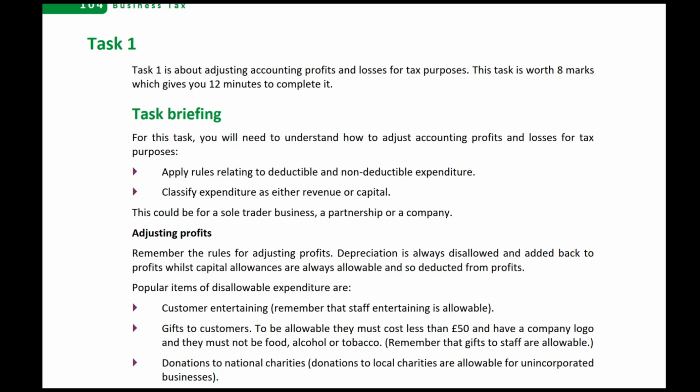It's that section of the syllabus where we are given the profit or loss account prepared by a trader and told this includes X, Y and Z. Can you adjust that profit into something acceptable to HMRC? So can we take an accounting profit and turn it into a tax profit? In the assessment, this task is worth 8 marks, which gives us about 12 minutes to do it.